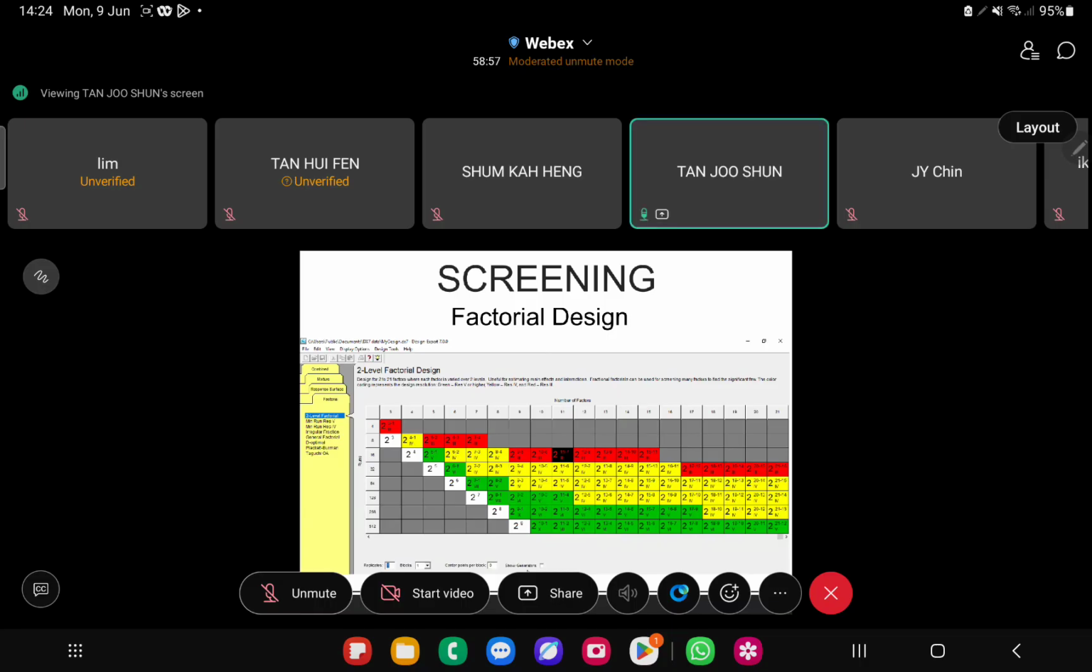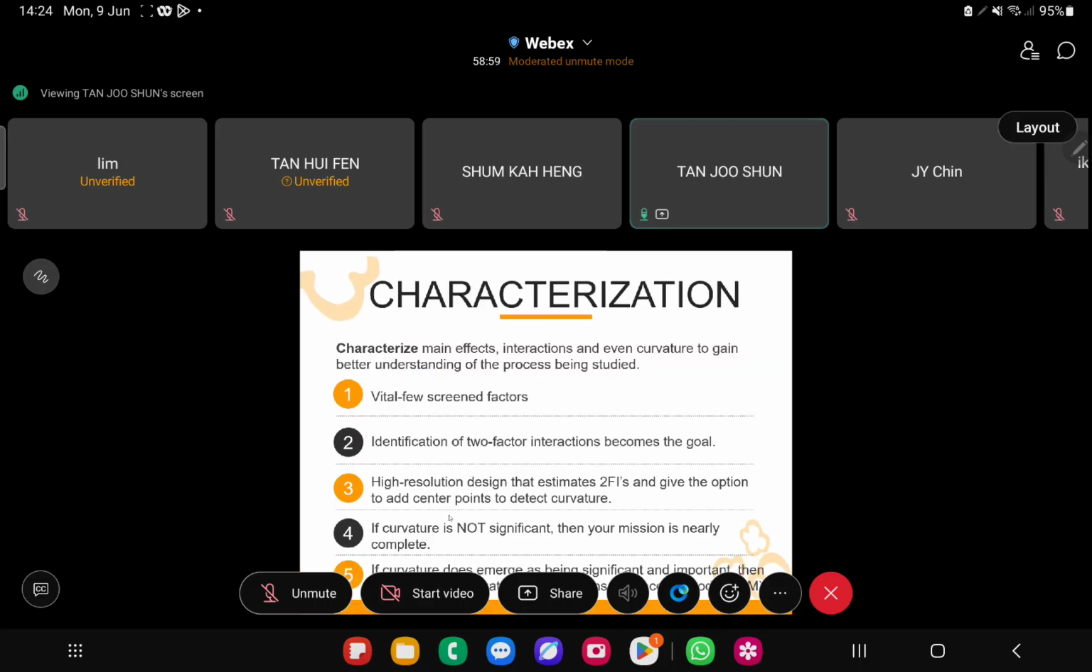Okay. So characterization is to characterize the significant effects and the interaction effects for the factors that you have selected from the screening. For example, you have selected 4 factors from the screening, and you need to double confirm whether there is a main effect or interaction effect or not. Once you identify this, then only you continue to improvement.